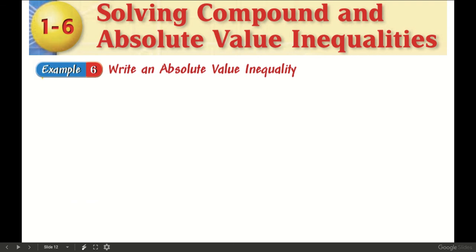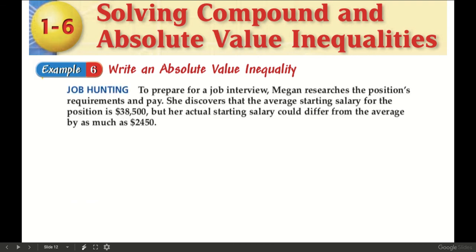Let's look at another example. So now we're going to write an absolute value inequality. So here's a problem, right? A word problem, so we have to write one out based off the situation. It says to prepare for a job interview, Megan researches the position's requirements and pay. She discovers that the average starting salary for the position is $38,500, but her actual starting salary could differ from that average by as much as $2,450.